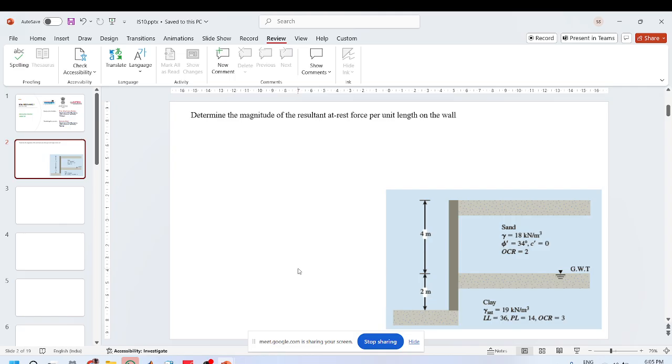So, I remember last time we discussed the concepts, we brushed over the concepts of lateral earth pressure, and this week we were to do some questions based on it. So, we can start with that.